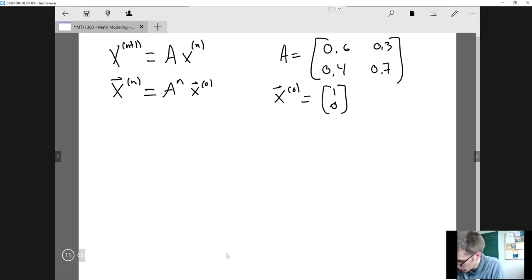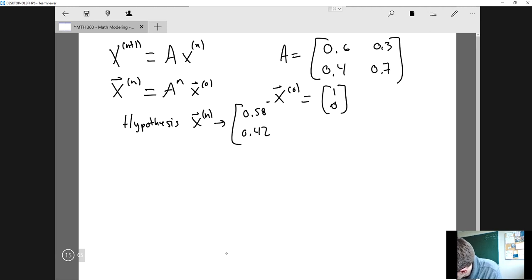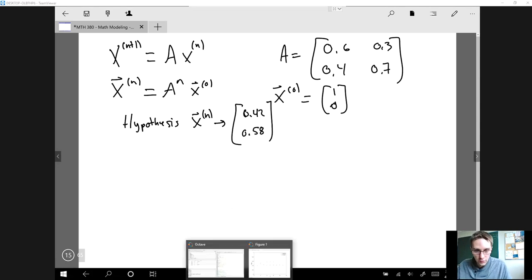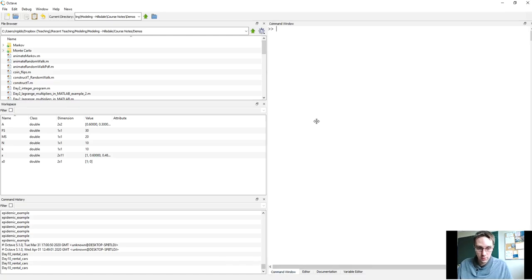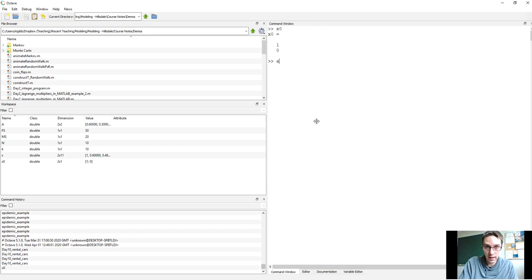Let's see if we can explain this result. So the hypothesis is that xn approaches something like maybe 0.58, 0.42. So something a little less than 0.6, and I think we had that actually backwards. It was actually 0.42. Orlando had the smaller probability in the long run. All right, so how could we check that? Well, first thing you could do is you could imagine taking our x0 and multiplying by A.